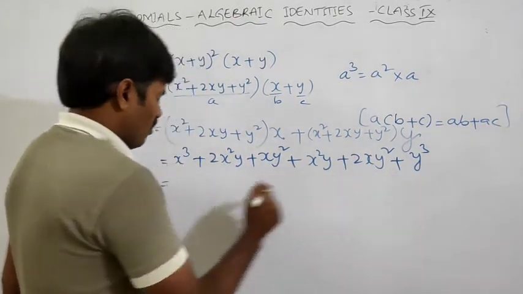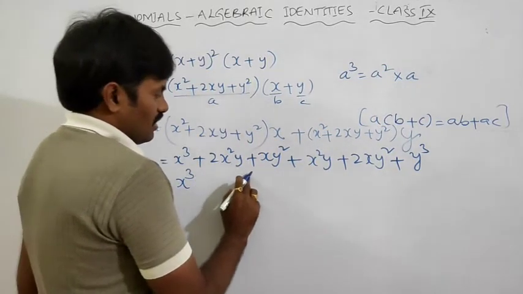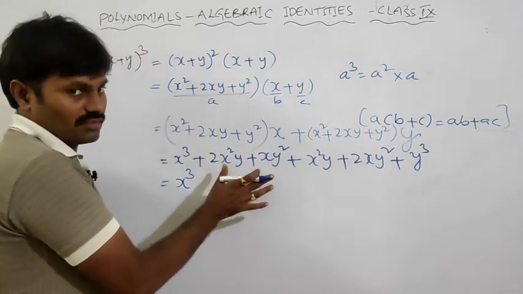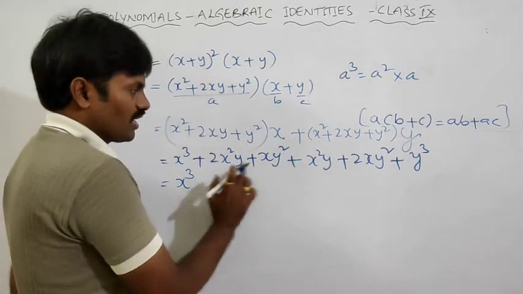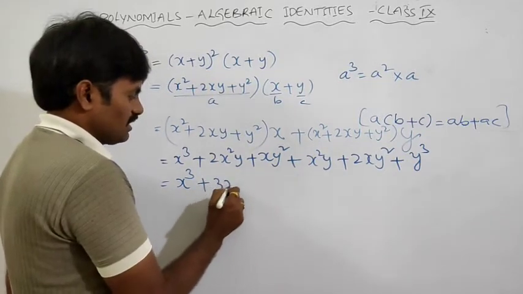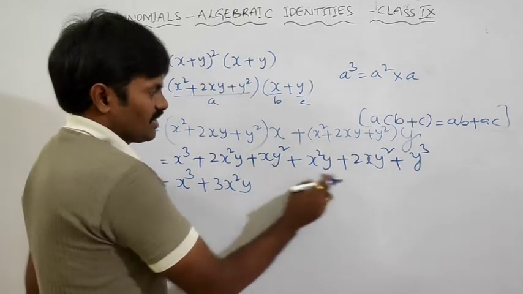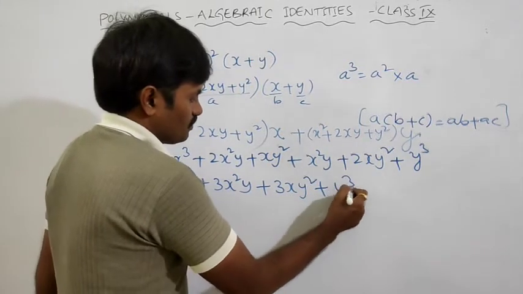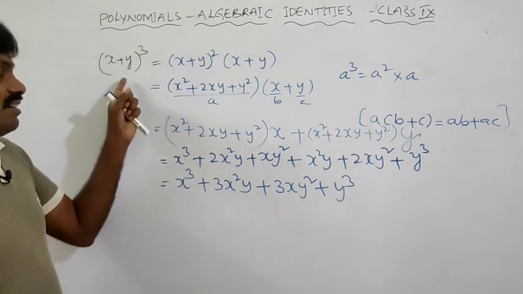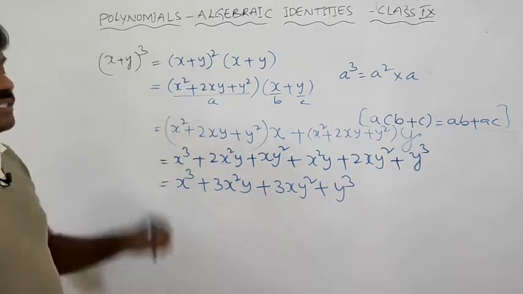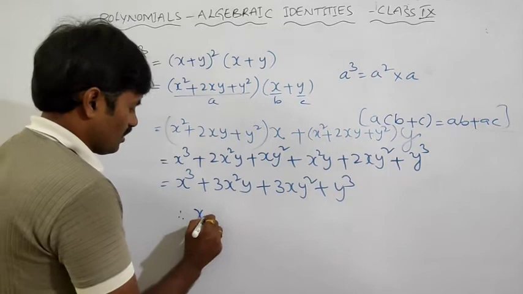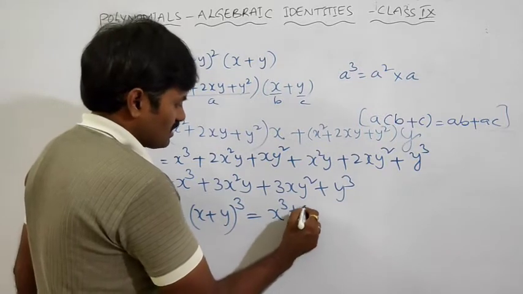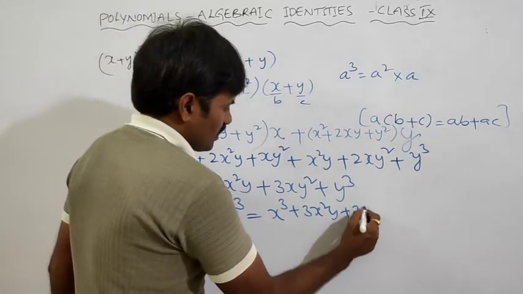Is there any other x cube term? No. So write that as it is. In x square terms? Yes, here is one x square y term and also here is another x square y term. These two are like terms, so simplifying we get 3x square y plus xy square plus 2xy square, which is 3xy square, plus y cube. Now this is the expansion of (x plus y) whole cube. We can use it as a formula. This is identity number 6. So (x plus y) whole cube is equal to x cube plus 3x square y plus 3xy square plus y cube.